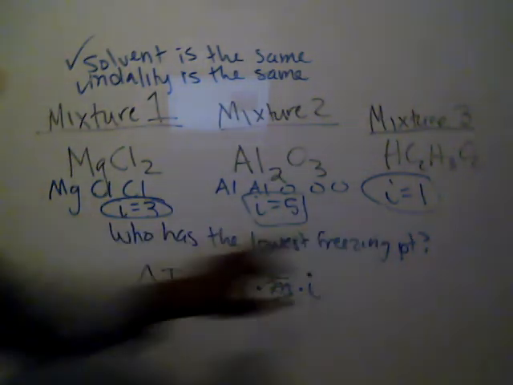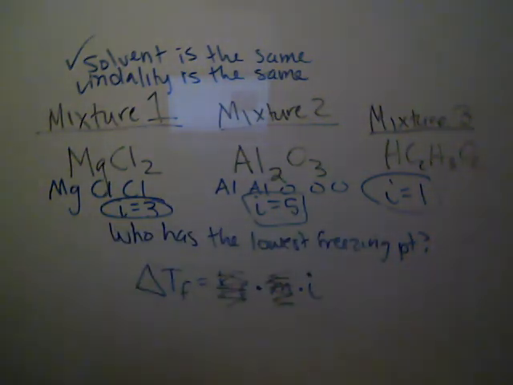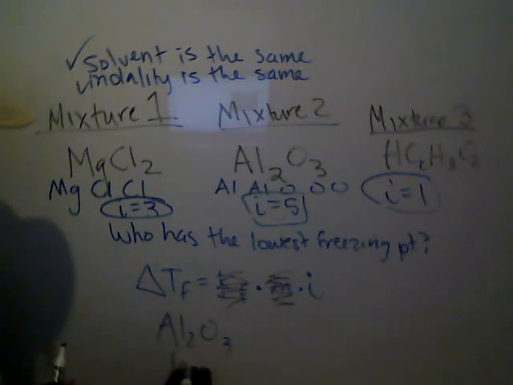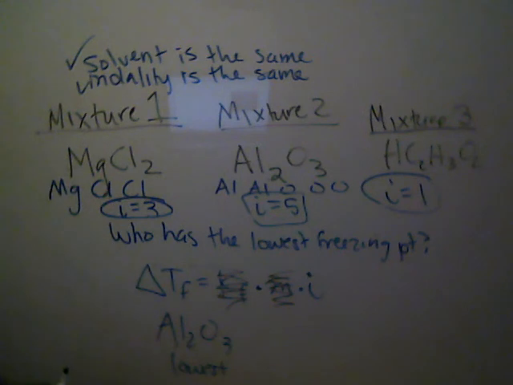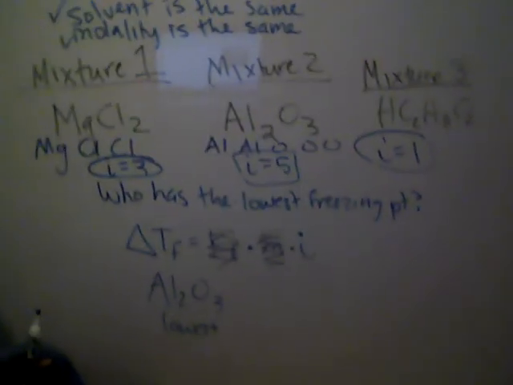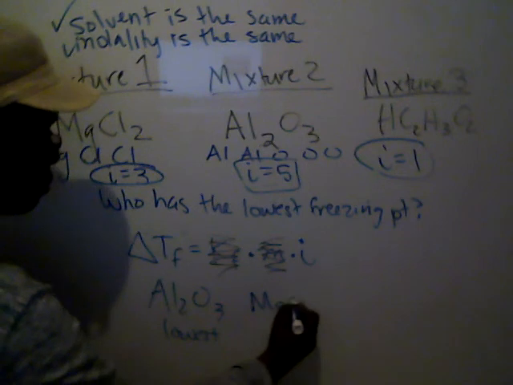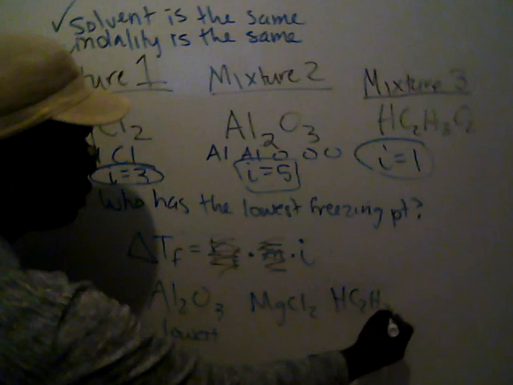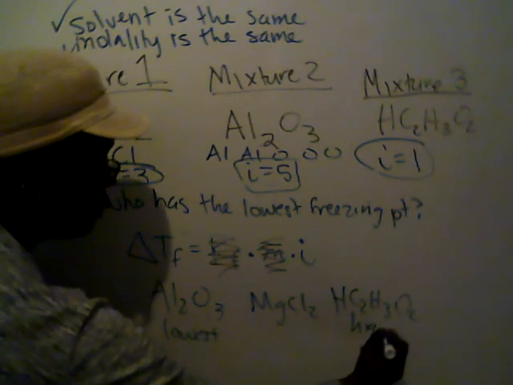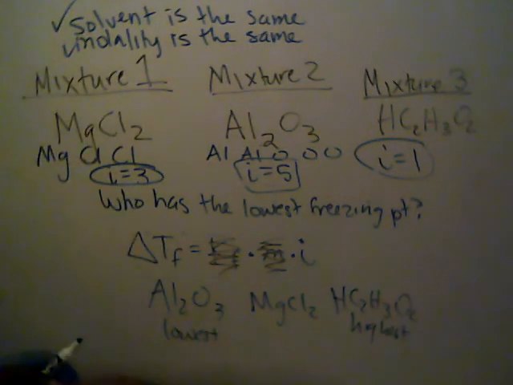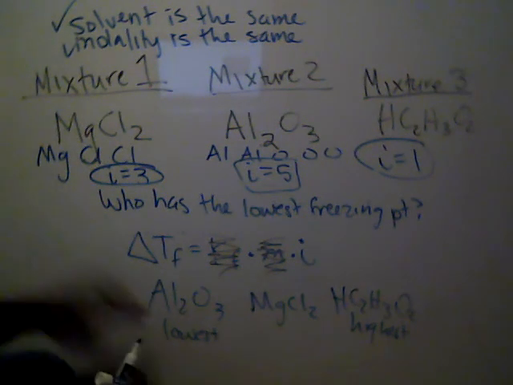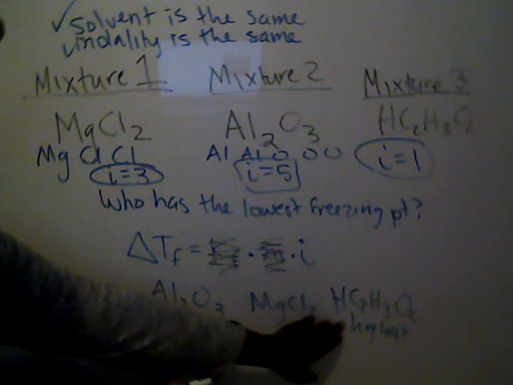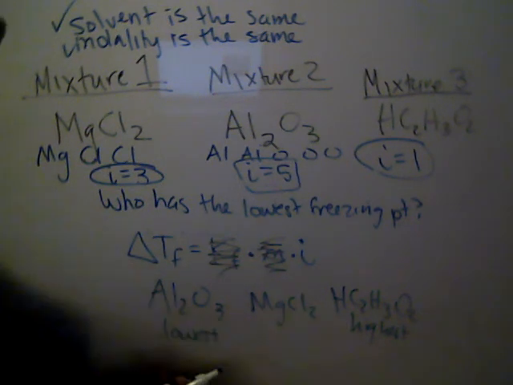For these, if we had to rank them from lowest freezing point to highest freezing point, Al2O3 would have the lowest freezing point because it has the greatest change. And then the next one in line would be the MgCl2. And then we would have the HC2H3O2. This one would have the highest freezing point. Now, highest freezing point means warmer. Who's warmer? This one would be the coldest because it would have the lowest freezing point. This one would have, in comparison, one of the warmer freezing points. It wouldn't have as big of a change.